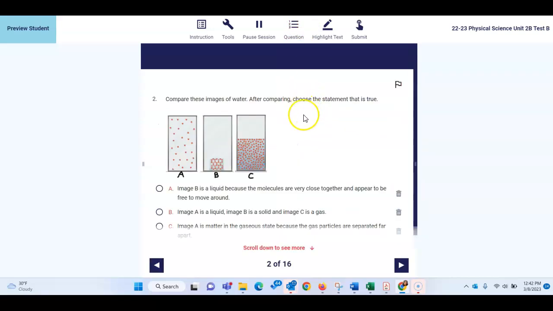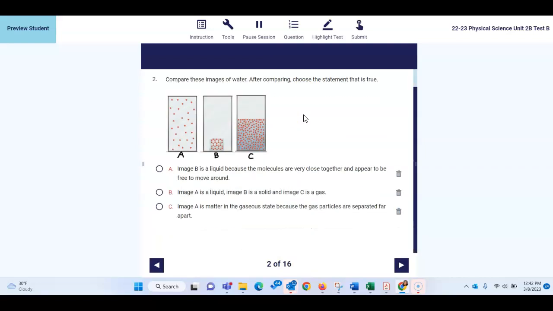Question 2. Compare these images of water. After comparing, choose the statement that is true. Image B is a liquid because the molecules are very close together and appear to be free to move around. Image A is a liquid, image B is a solid, and image C is a gas. Or image A is matter in the gaseous state because the gas particles are separated far apart.